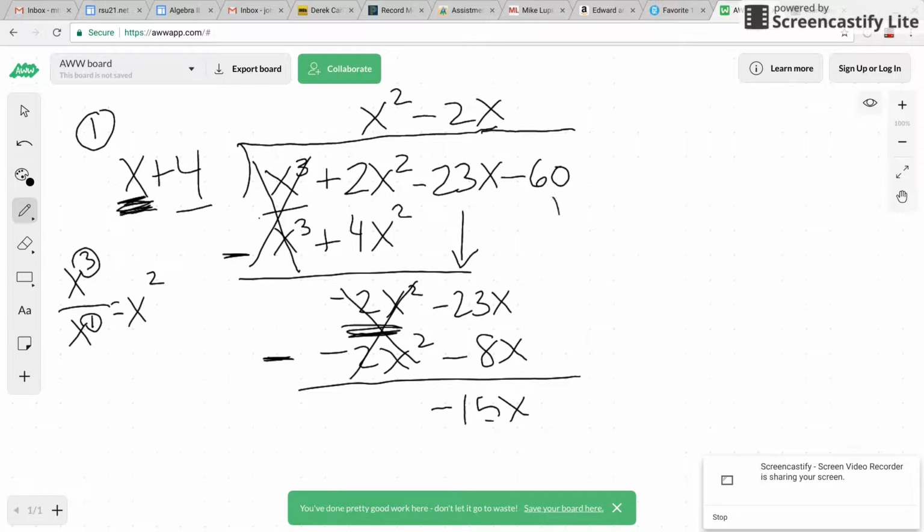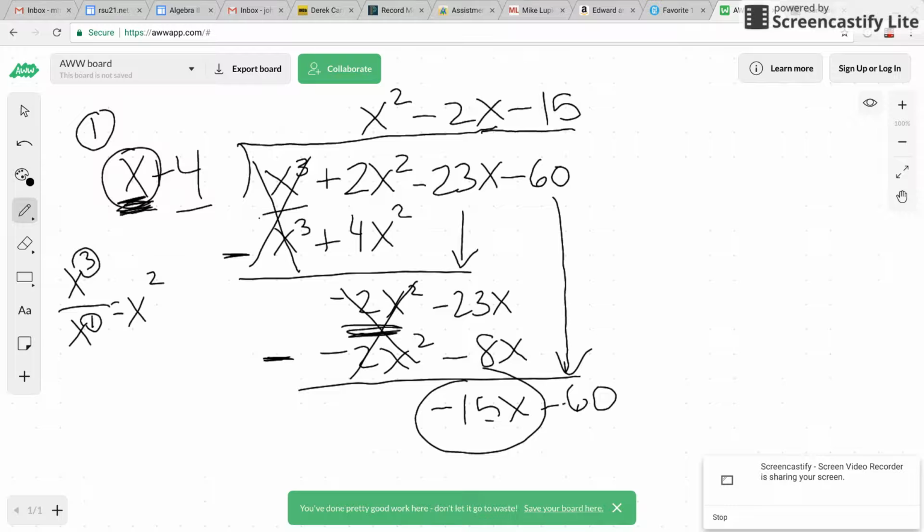x, and then bring down your last term, which is minus 60. So we know we're almost at the end when we're bringing down that last term. How many times does x go into negative 15x? It goes in negative 15 times. Negative 15 times x is negative 15x. Negative 15 times positive 4 is negative 60. And then we get a remainder of 0, which was expected because it says factor completely.